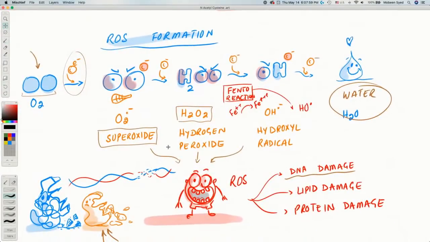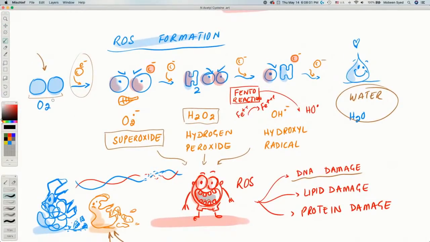Remember we talked about reactive oxygen species, that we have oxygen here. Oxygen, when we reduce it with an electron, it becomes superoxide. When we further reduce it with another electron, it becomes H2O2. When we further reduce it, then it becomes H2O or water. Water is the most reduced form, and the oxygen here is the most oxidized form.